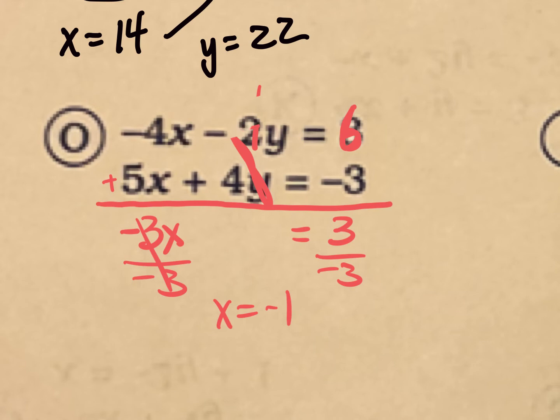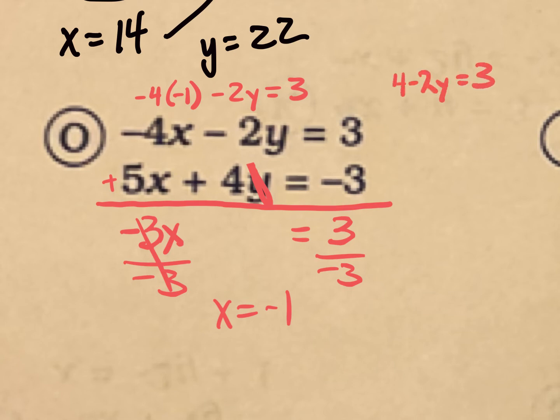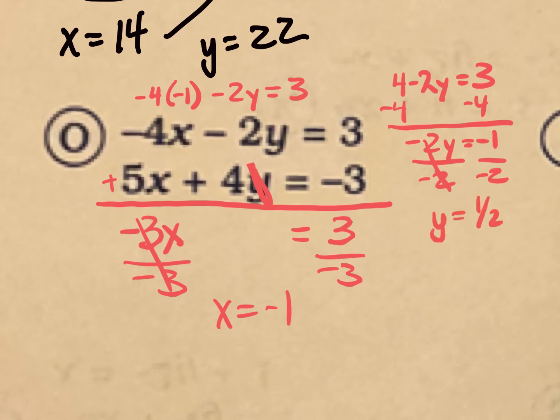At the very end, I have to go back to one of the equations and plug it in. So if I plug in negative 1 for x, negative 4 times negative 1 minus 2y equals 3. Okay, negative 4 times negative 1 is positive 4, so I'm going to write it over here. Positive 4 minus 2y equals 3. Subtract the 4. Negative 2y equals negative 1. Divide by negative 2. Y equals 1/2. So this was negative 1 for the x, negative 1/2 for y.